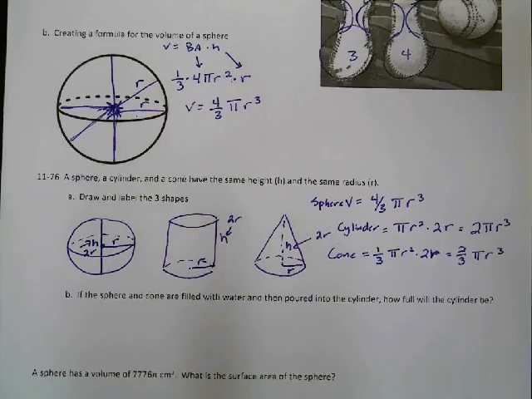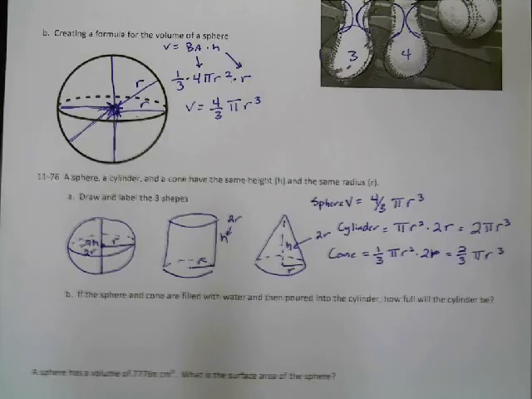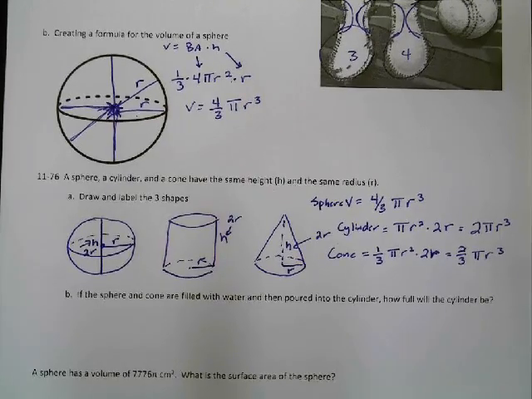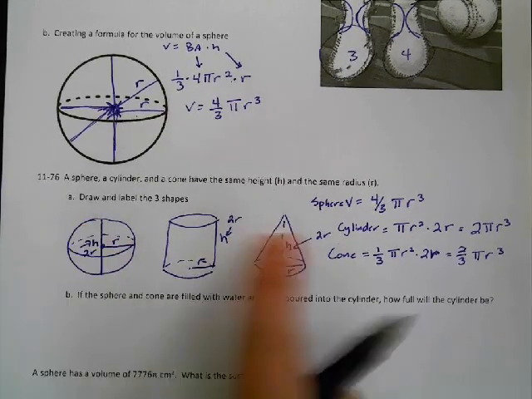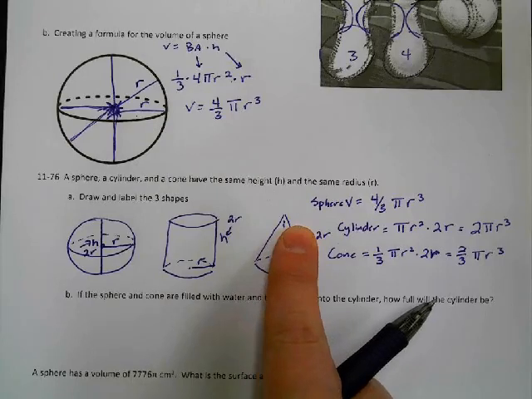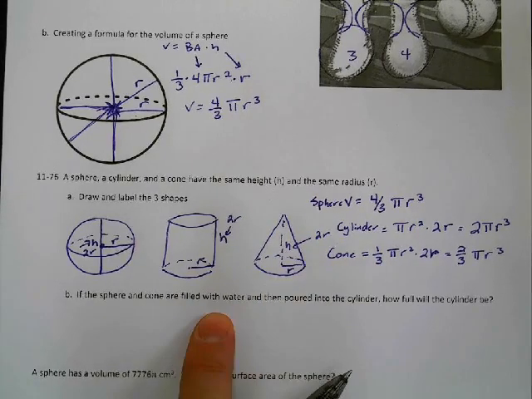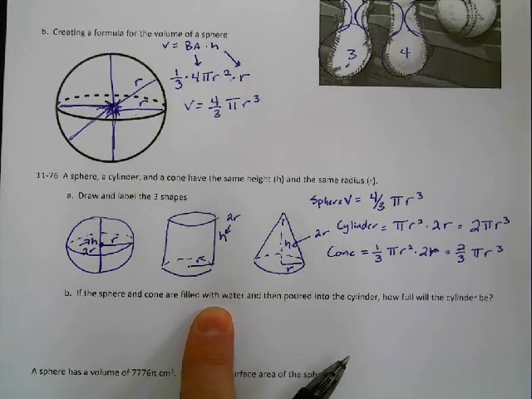So there's our volumes of each of them. Again, we don't know what the heights are or the radiuses are. But if a sphere and a cone are filled with water, and I pour them into the cylinder, how full will the cylinder be?